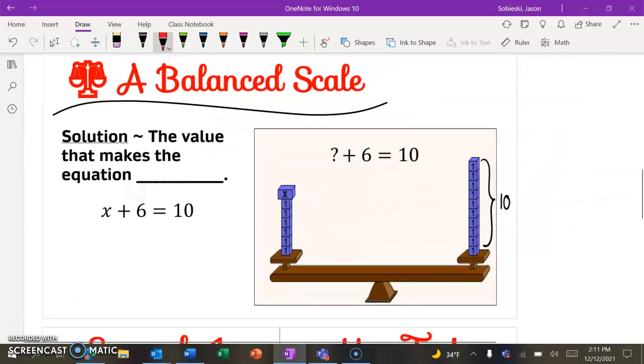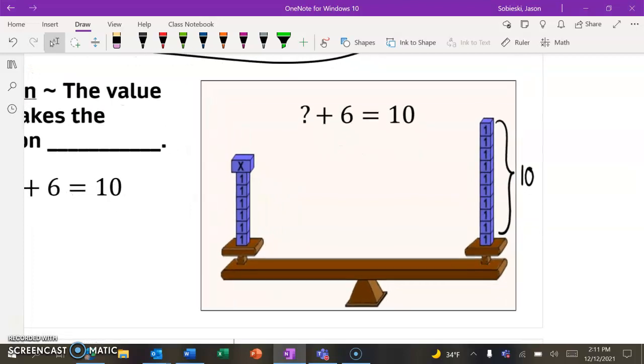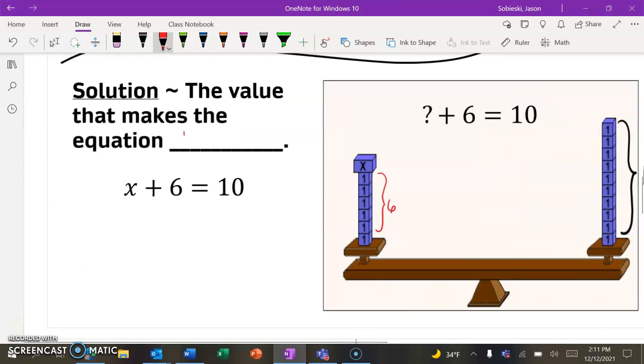And it has to do with a scale. So really the big picture of all of these problems is that you need to have a balanced scale. On the right side of the scale there are 10 number cubes, and then on the left side there are 6. So your goal is to think, how many more would I need to add to make this true? That would be the solution.